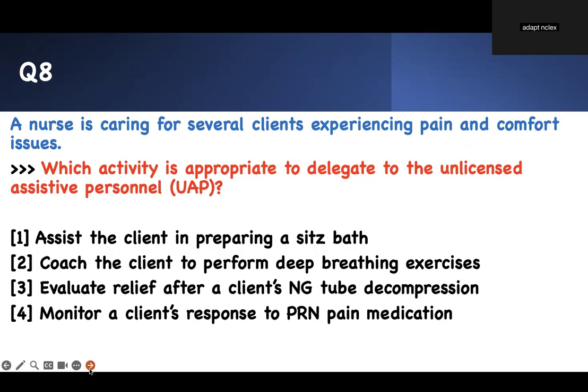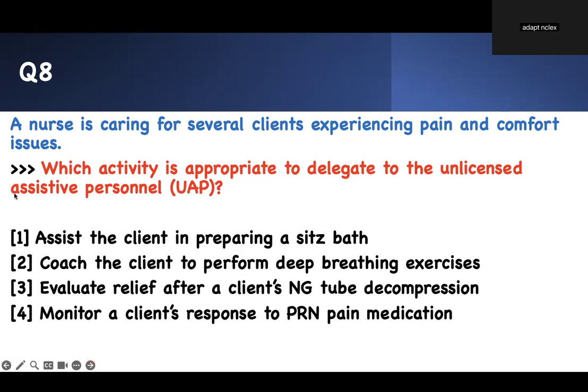Can they help the patient prepare a sitz bath? Can they coach the client to perform deep breathing? Can they evaluate relief after we decompress with an NG tube, evaluating whether the patient is doing well? Monitor the client's response to PRN pain medication. Which one would you choose? Let me show you the strategy.